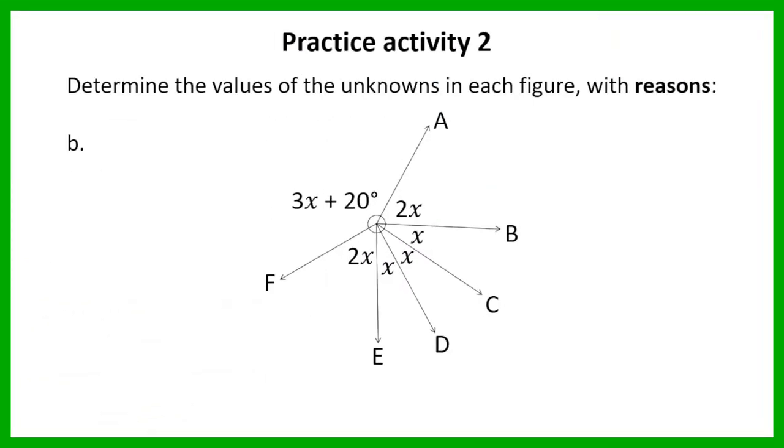In this example, you've got, again, point O, and then you've got over here A, B, C, D, E, and F. Now in this case, you have to work out the value of X, and you've been given all of the angles as sizes in terms of X. But you're going to use the same concept, and you're going to work out what X is. So I'm going to give you 1 minute again to solve this problem.